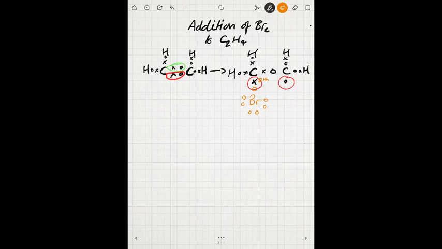Over here, carbon's unpaired electron can pair up with an electron from bromine. So we've got 1, 2, 3, 4, 5, 6, 7, and bromine's 8th electron is the one that it's sharing with the carbon. And that's it.